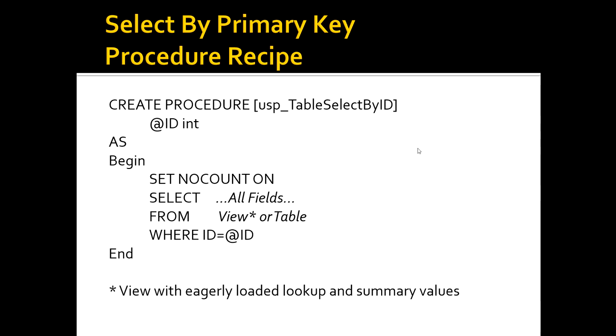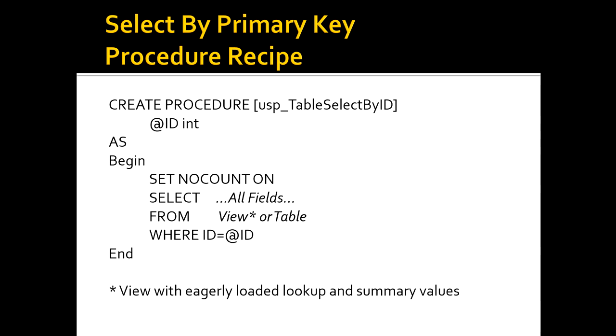So our next recipe is to select by the primary key, right, returning one record at a time. So you see in the general recipe here, we have a parameter, which will of course correspond to the primary key. And in my case, we're going with an integer data type in our assumption here. Setting no count to on still, selecting whatever fields we require to show on the client from our view or table, and our where clause is based on that primary key.